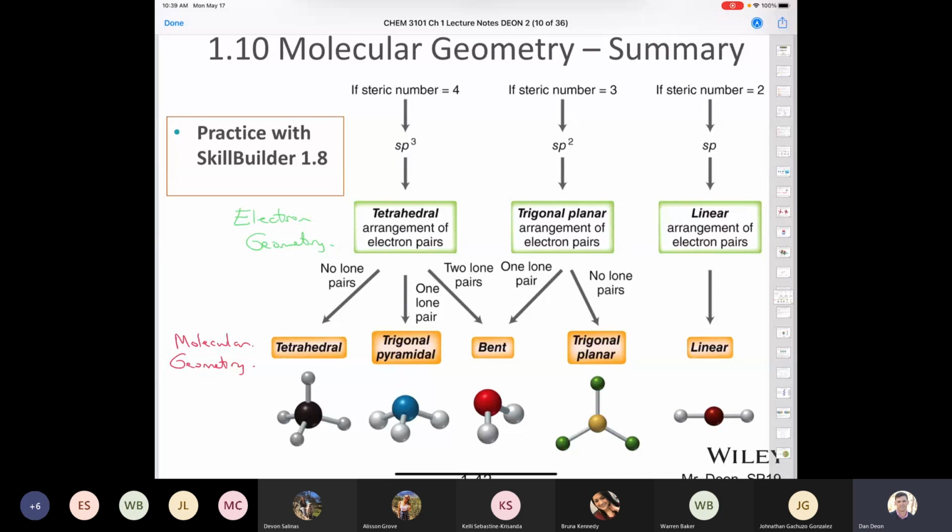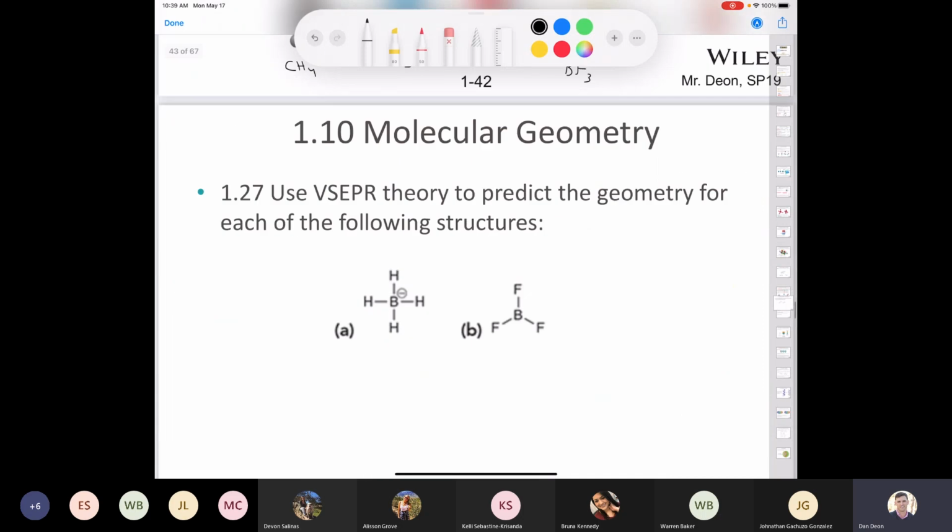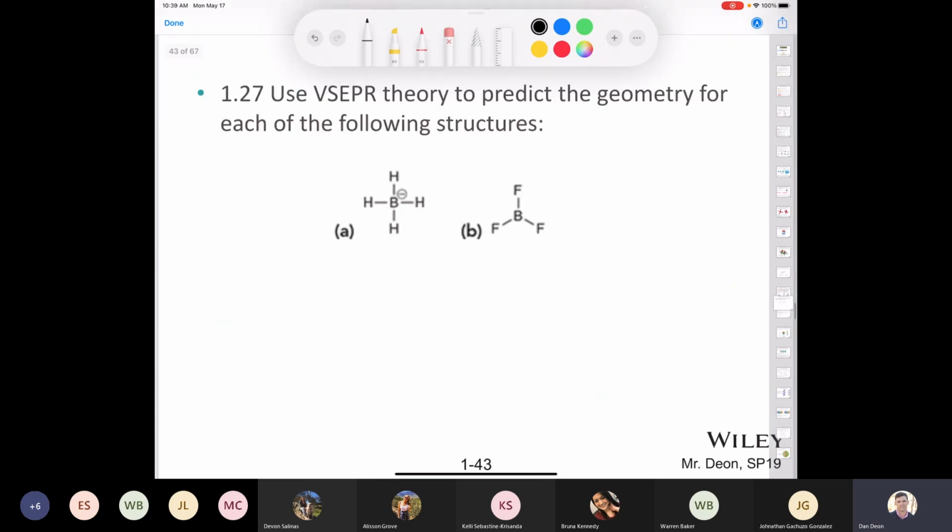So that's a summary. Some examples, if we just pencil in a couple examples here. So methane would be a good example of tetrahedral. Trigonal pyramidal, the example we looked at was ammonia. For bent, water. Boron trifluoride is a good example for trigonal planar. And then beryllium hydride, BeH2, is a good example of linear. Well, with that in mind, let's try a practice problem.